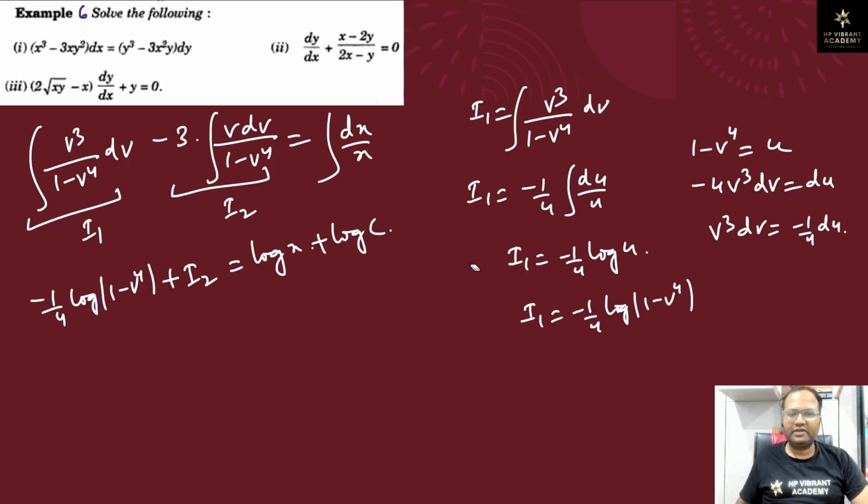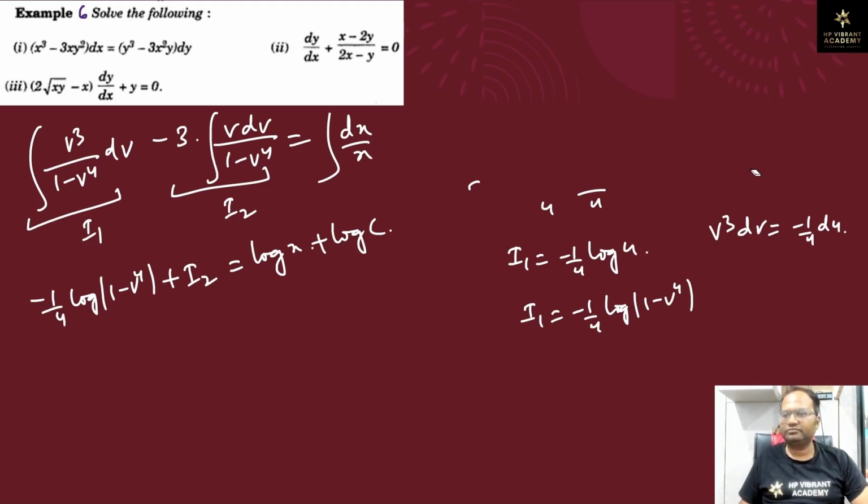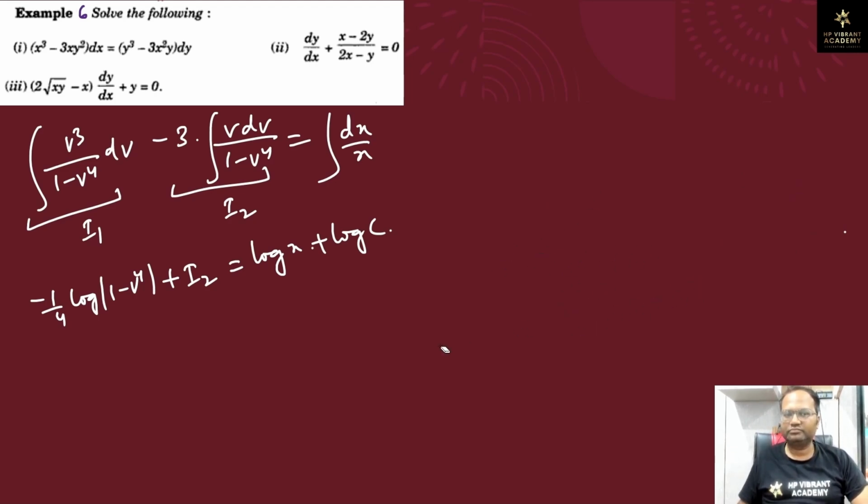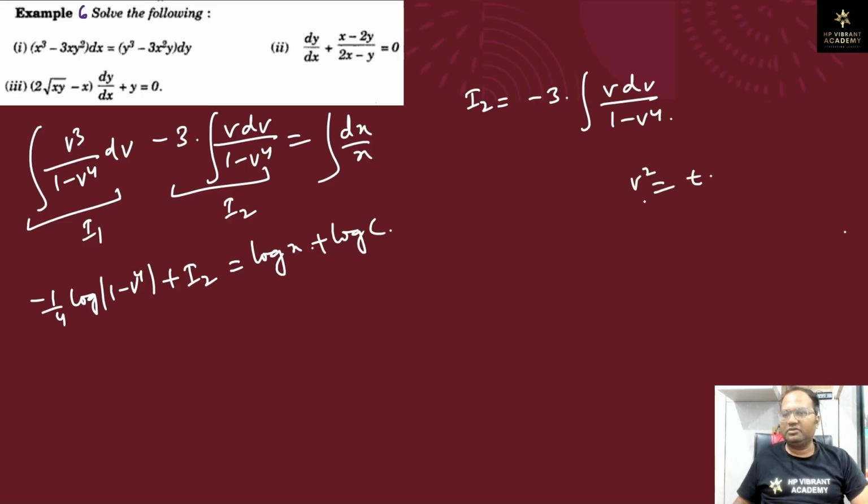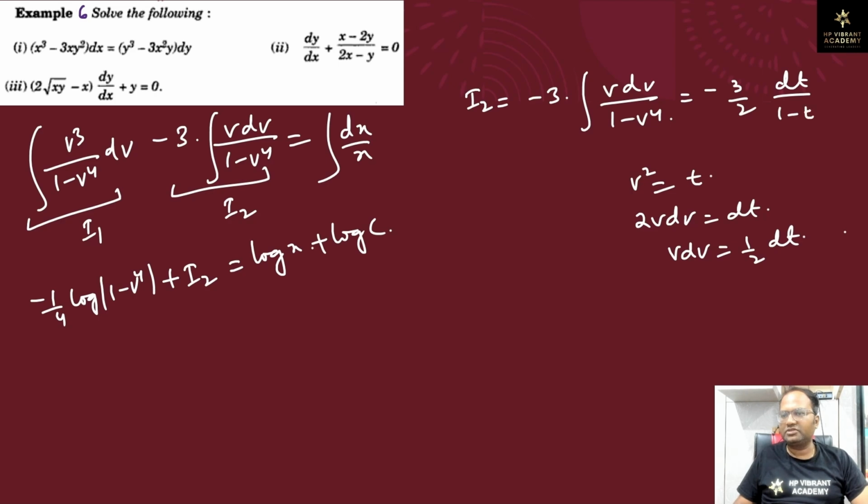Now let us find the value of I2. So the value of I2 is equal to minus 3 times integration of v dv upon (1 minus v to the power 4). Let us take v square as t. So 2v dv is equal to dt. So from here v dv is equal to 1 by 2 dt. So this will be minus 3 upon 2 integration of dt upon (1 minus t square).